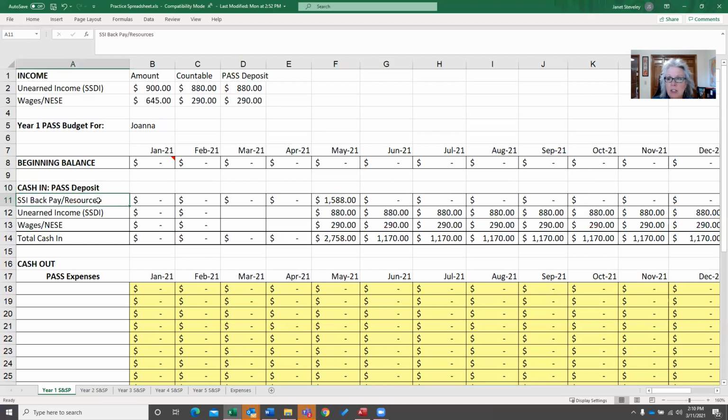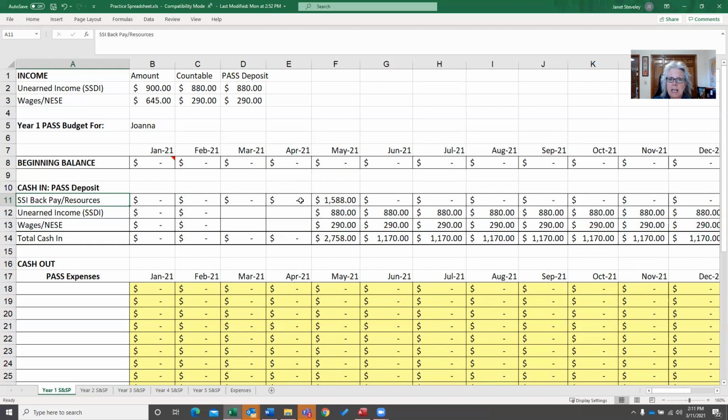The other thing that could potentially be going into a PASS are resources. So if somebody has resources over $2,000, which is the resource limit for SSI, they wouldn't be eligible to get SSI, so they couldn't use PASS. But if they agreed to spend down some of those resources by putting them into the PASS plan, then they're not counted. So let's say that Joanna recently came into an inheritance and her grandmother passed away and left her $8,000. And because of that $8,000, she wouldn't be eligible for SSI, so she couldn't use PASS.